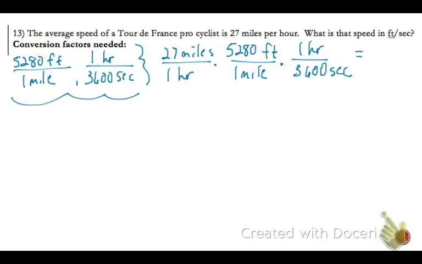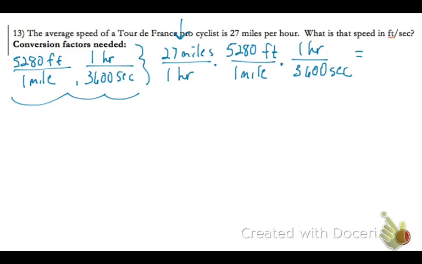Number 13 is a lot like number 11. So the average speed of a Tour de France pro cyclist is 27 miles per hour. What is that speed in feet per second? They are moving. So we need to take miles to feet and then hours to seconds. So we're going to use those same conversion factors that we did in number 11, and I have those written for you. Then we're going to use our method, which is first start by writing your original rate, which is our 27 miles in 1 hour, multiply it by your conversion factors, and then do the math.